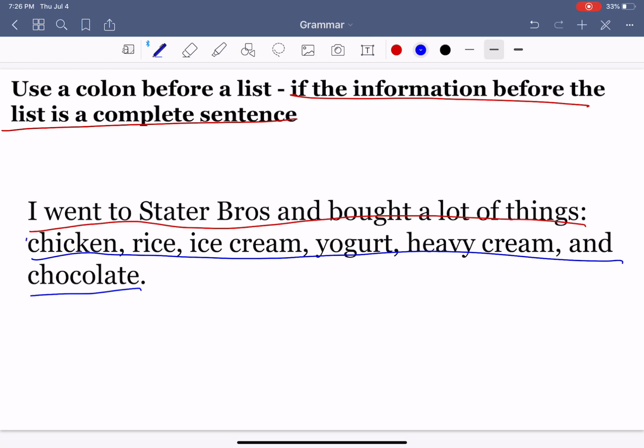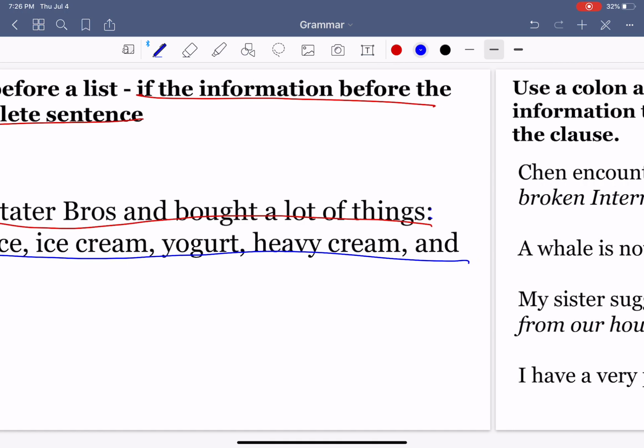The blue over here is our list, and then the red is a complete sentence. I could say that by itself. I could say, I went to Stater Bros and bought a lot of things. I could just say that. But I want to be more specific, so I can use a colon and list the specific things I bought. Colons are mostly used to give us specific information, to specify what you mean when you say you bought a lot of things. What do you mean? What things? So that's what a colon is really for.